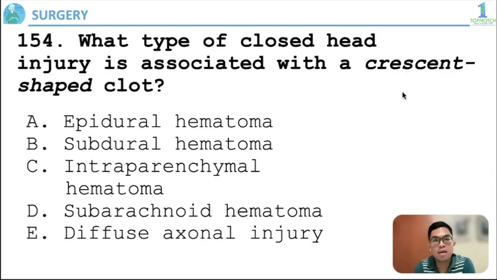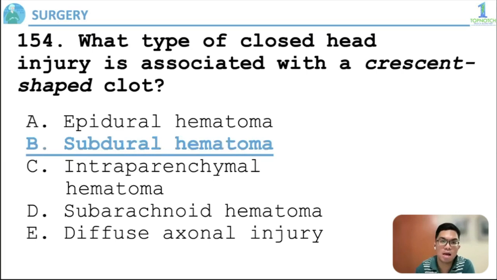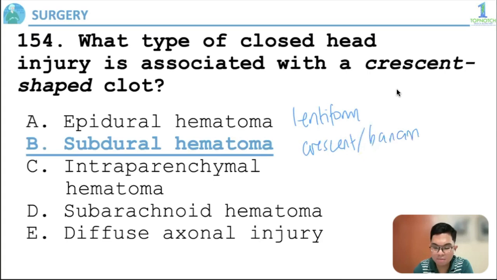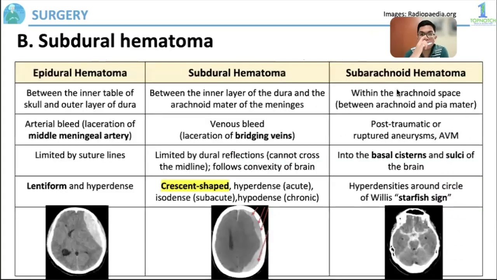Next question. Uh, ito, cranial injury na may crescent-shaped clots ba? Crescent shape, that's your subdural hematoma. Kasi ano epidural? It's your lentiform. Yung subdural naman, it's your crescent or banana shape. Okay, crescent or banana shape. So just a brief, short refresher, no, on the types of cranial injury.